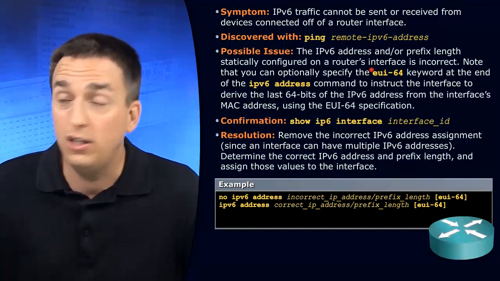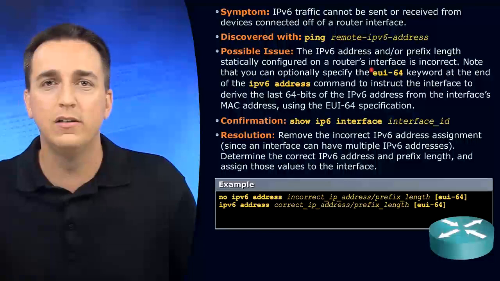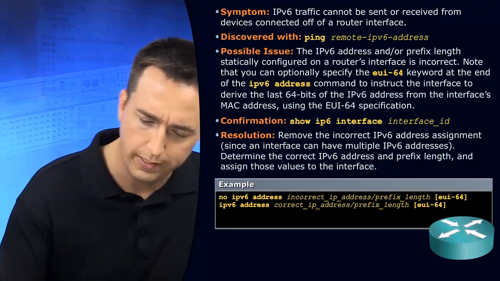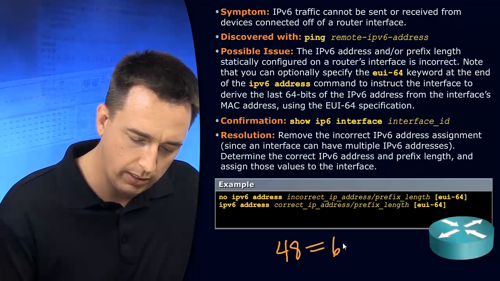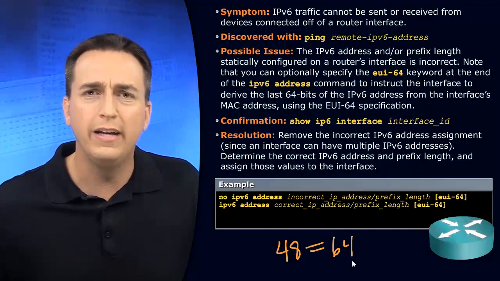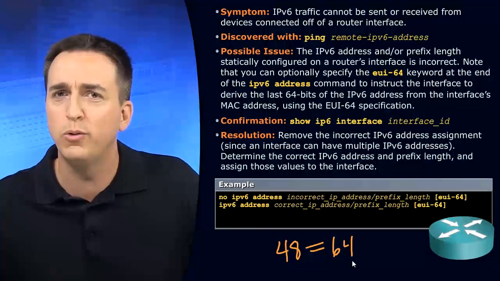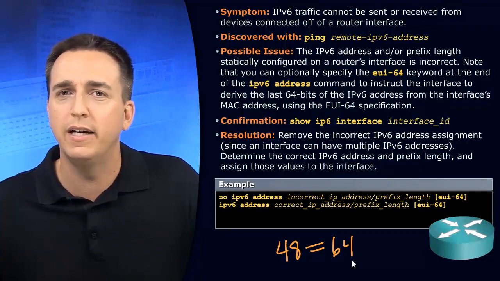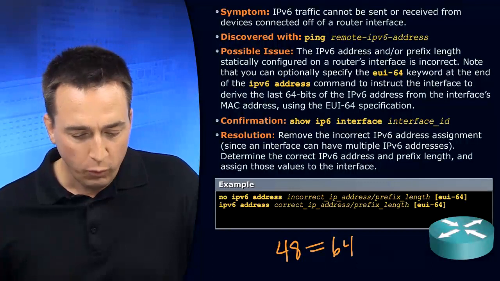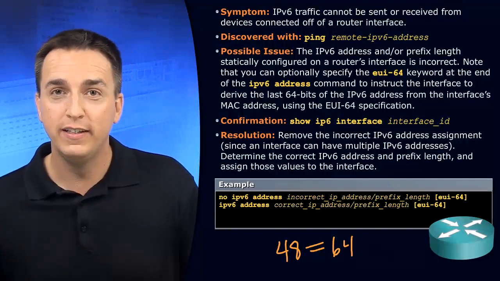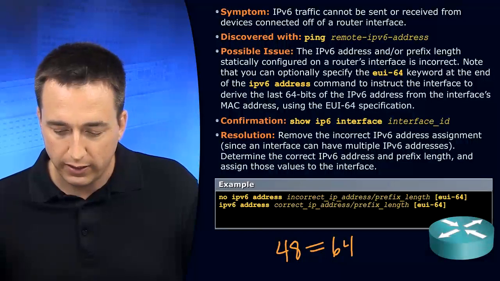And how does it do that? Well, it uses its 48-bit MAC address. Wait a second. A 48-bit MAC address equals a 64-bit interface IPv6 portion? That doesn't make sense. So how does it accomplish this? How does it come up with the necessary fluff to turn that 48-bit MAC address into a 64-bit IPv6 interface identifier? Well, what it does is it takes the MAC address.